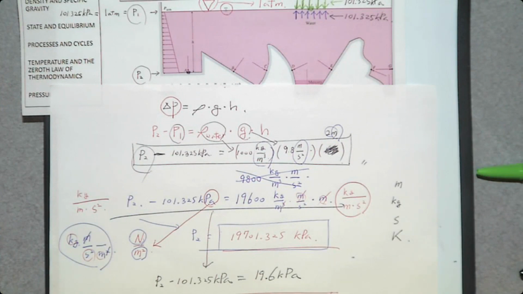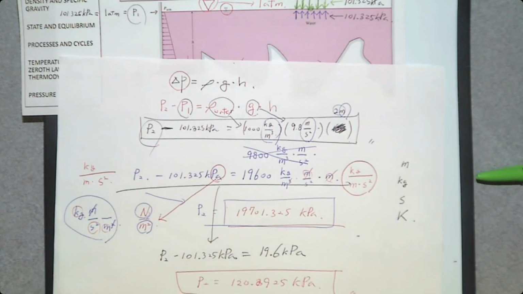So from this, you can see P2 is greater than P1. The P1 was only 101, and P2 is, oh, I'm sorry, there's one. P2 is this one, 120. So pressure goes up in this direction, the gravity direction.